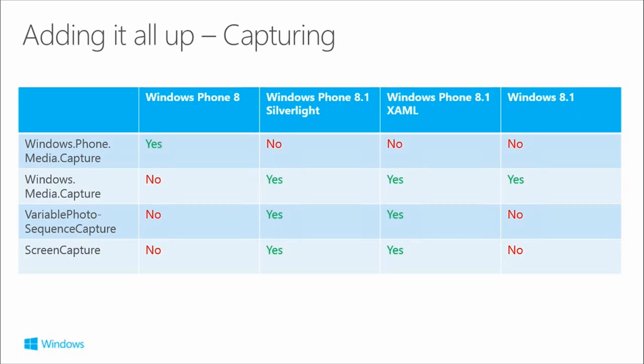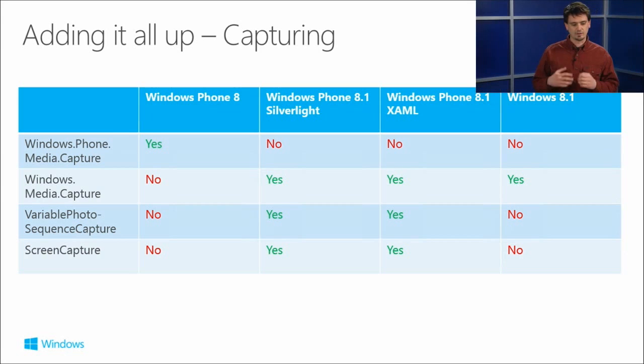Windows Phone 8.1 Silverlight and XAML, so all of the Windows Phone 8.1 applications, are going to be able to use that variable photo sequence capture that we talked about earlier, as well as the screen capture, but it's not available either on Windows Phone 8.0 or Windows 8.1.